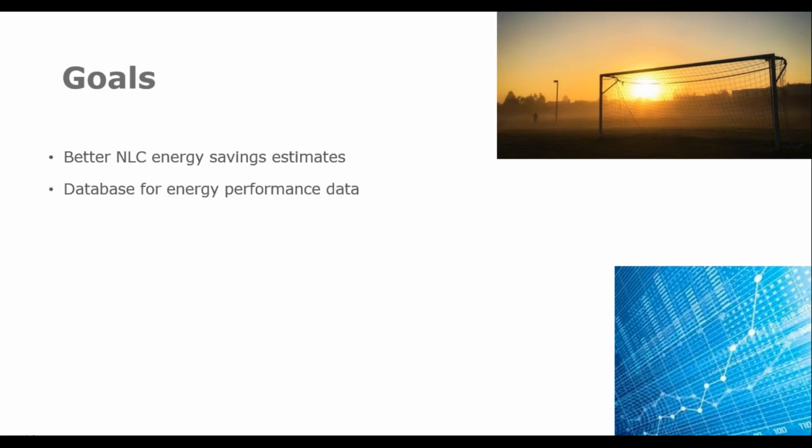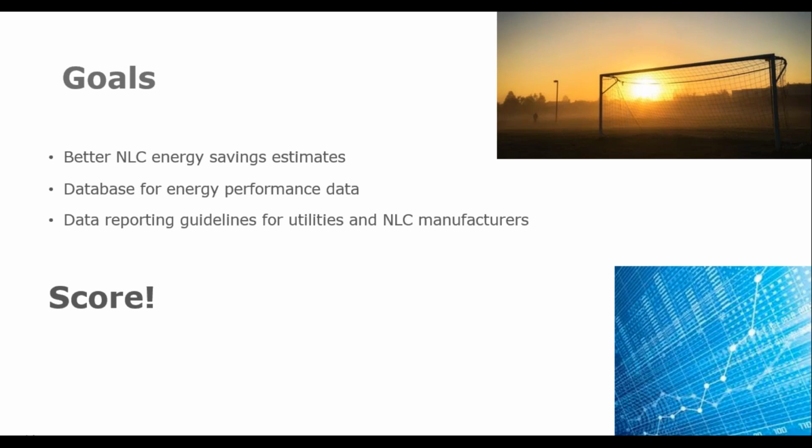We had three main goals for this project. We wanted better estimates of energy savings from network lighting control systems controlling LED lights. Also, we wanted a database to collect energy performance data and data reporting guidelines for utilities and lighting control manufacturers. To meet these goals, we collected and analyzed data from 114 buildings with a total of over 1,200 building zones.